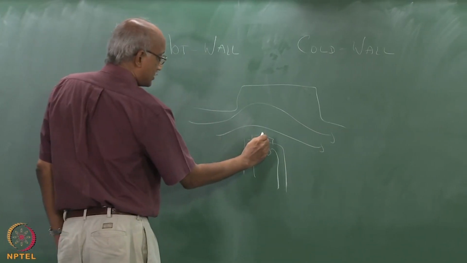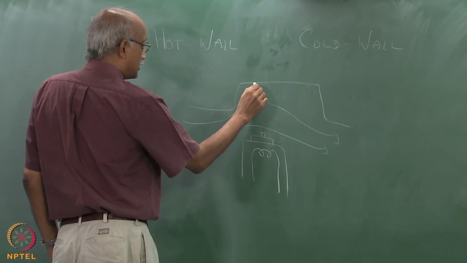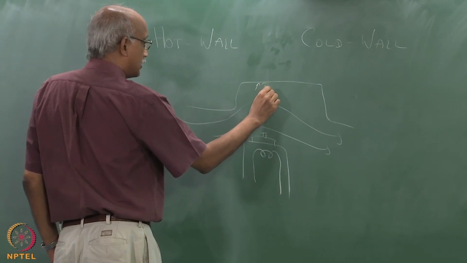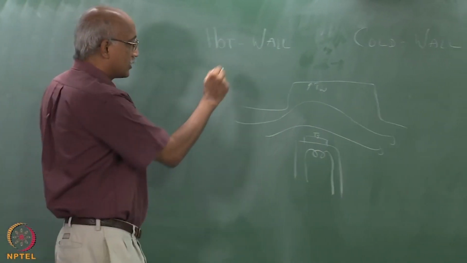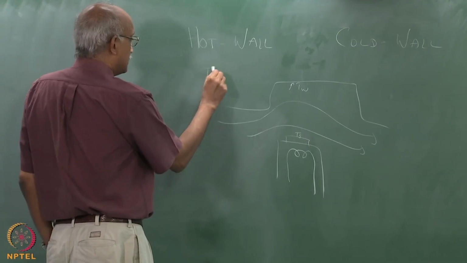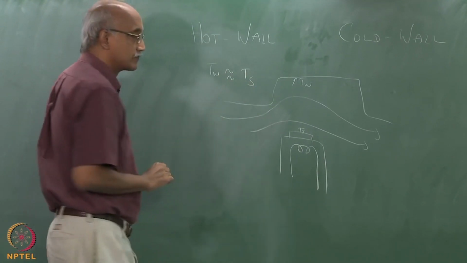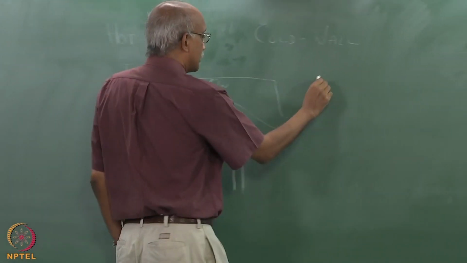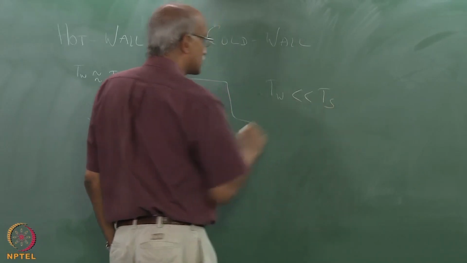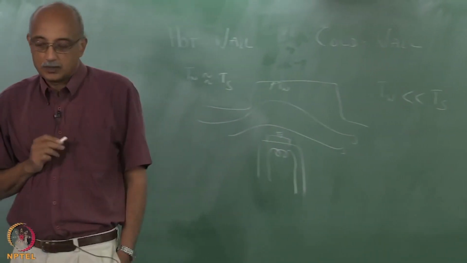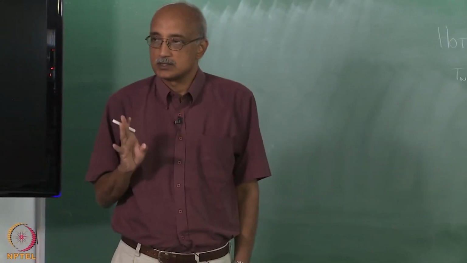Now, if the substrate temperature is some, let us say Ts, and let us say that the walls of this reactor are at some temperature Tw. In the case of a hot wall reactor, Tw is approximately equal to Ts, and in the case of a cold wall reactor, Tw is much smaller than Ts. Now, when you look at these two cases, what are the advantages and disadvantages that you can think of?